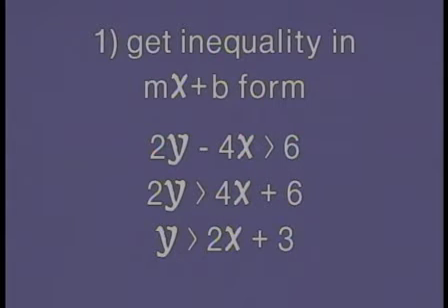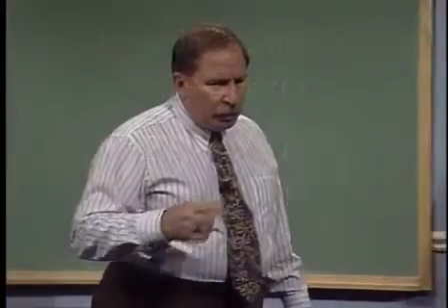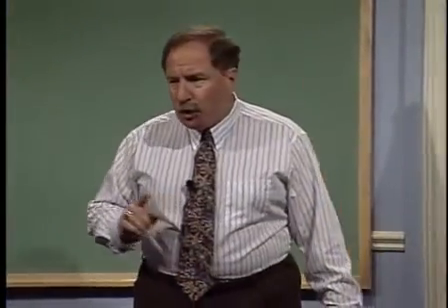We add 4x to both sides. We get 2y is greater than 4x plus 6. We then divide by 2 because we don't care what 2y is greater than. We do care what y is greater than. And y is greater than 2x plus 3. We now have this in mx plus b form. Let's pause a moment because I want to mention something that will come up later on to remind you what we said.